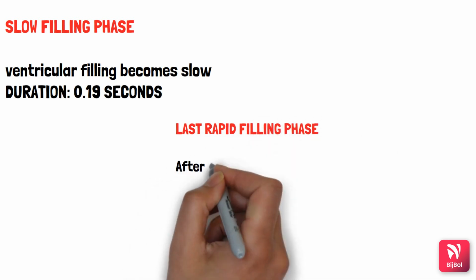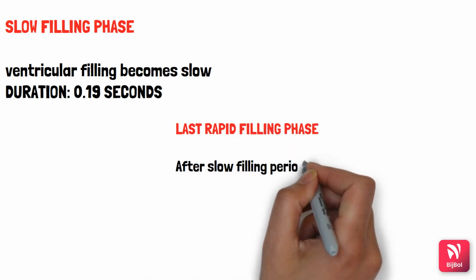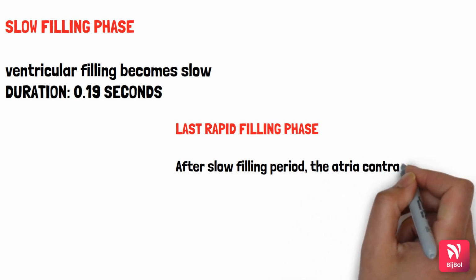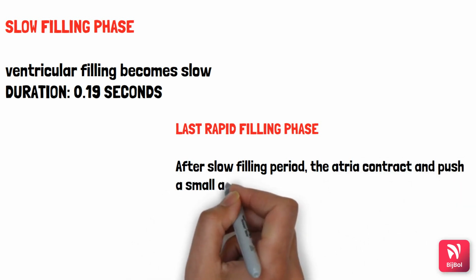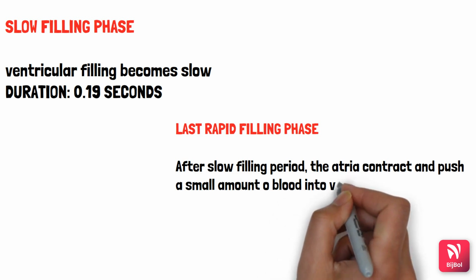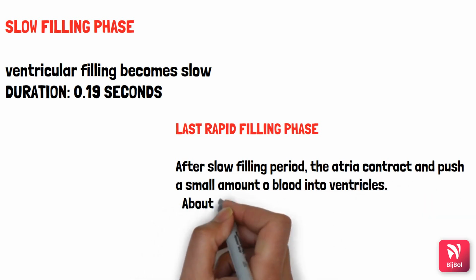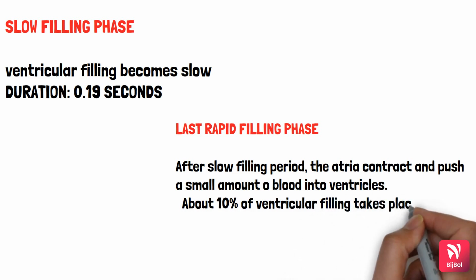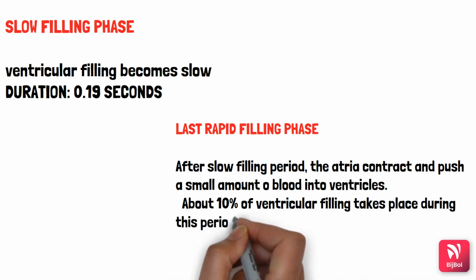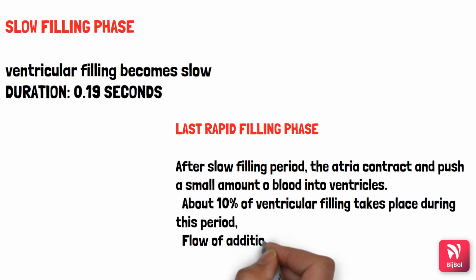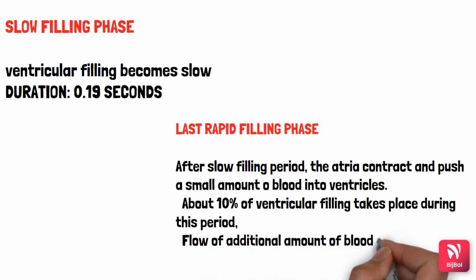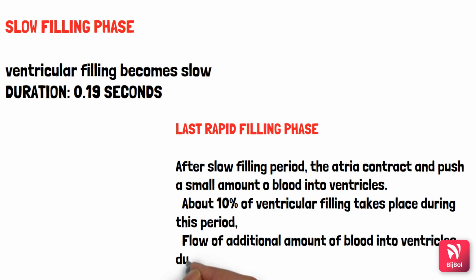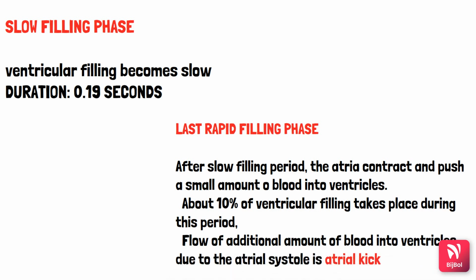Now the last is the last rapid filling phase, and this occurs because of atrial systole. After slow filling period, the atria contract and push a small amount of blood into the ventricles. About 10% of the ventricular filling takes place during this period, and the flow of additional blood into the ventricles due to atrial systole is called atrial kick.